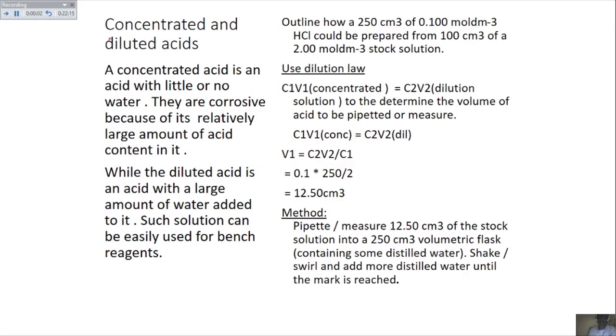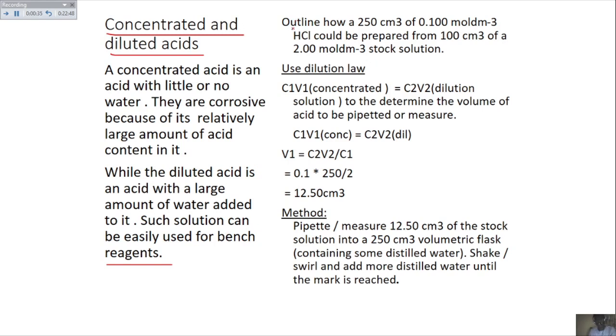And we're going to be talking about concentrated and diluted acids. Therefore, what is a concentrated acid? A concentrated acid is an acid with little or no water. They are corrosive because of the relatively large amount of acid content in them. The diluted acid is an acid with a large amount of water added to it, and such a solution can easily be used for bench reagents. Meaning most of the reagents we see in the lab are diluted so that they will not harm you.